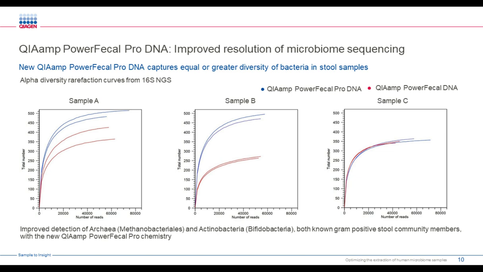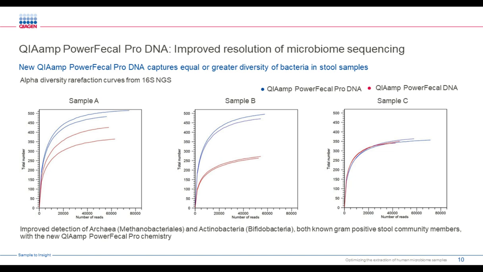The two difficult samples, sample A and sample B, which were the stool samples from the older individuals, saw a marked increase in the diversity that we were able to capture with the Pro chemistry. So the blue lines up at the top, where we go from plateauing out at around maybe 300 species for sample A and around 200, 250 species for sample B. In both of the other cases, once we use our Pro chemistry, we're able to detect up to 500 different species. Now for the easy to lyse sample, sample C, there's very little difference between the two chemistries.